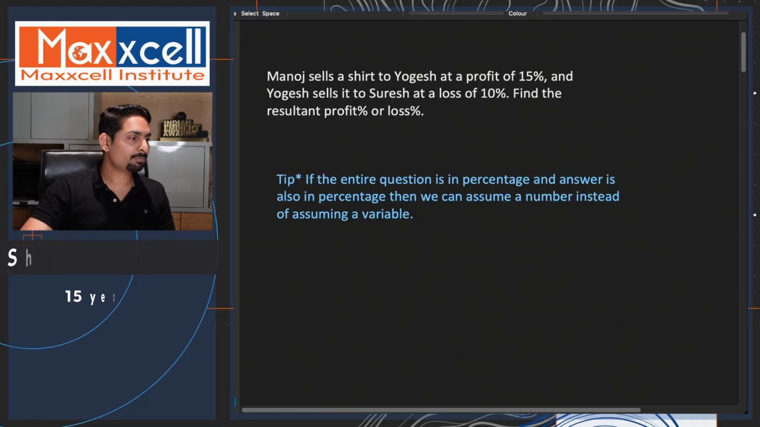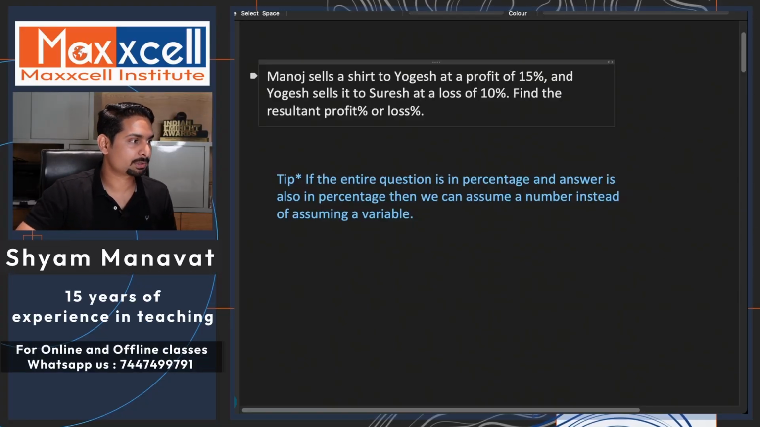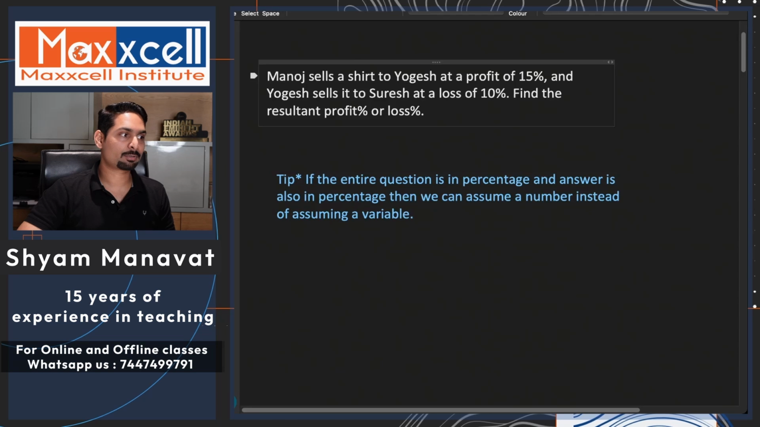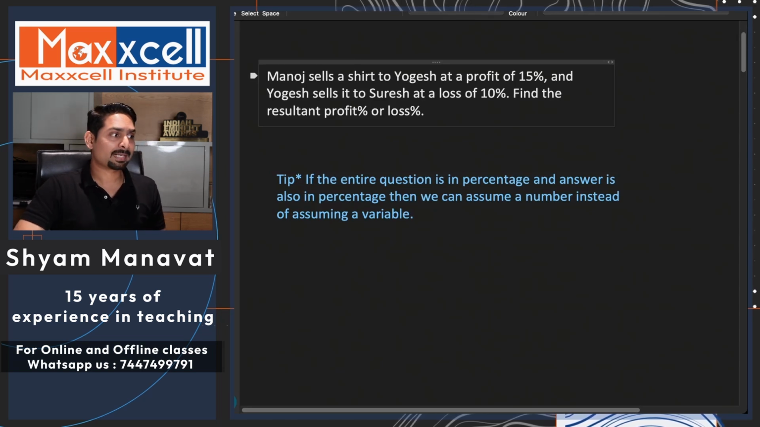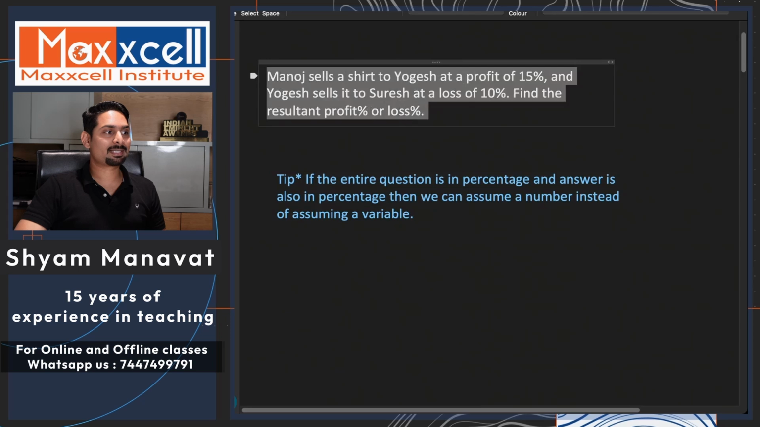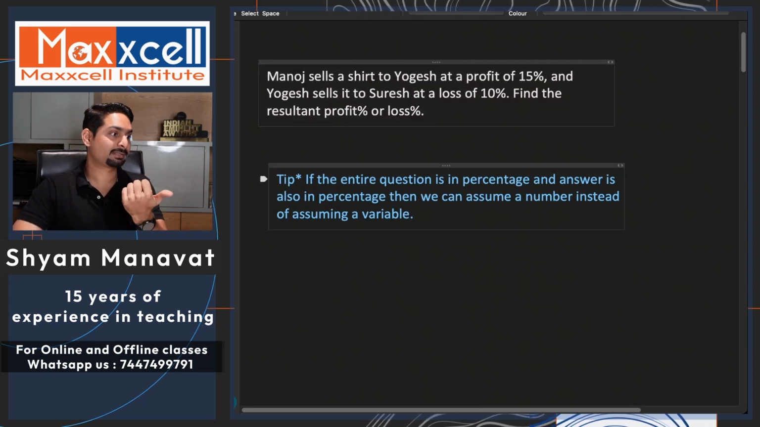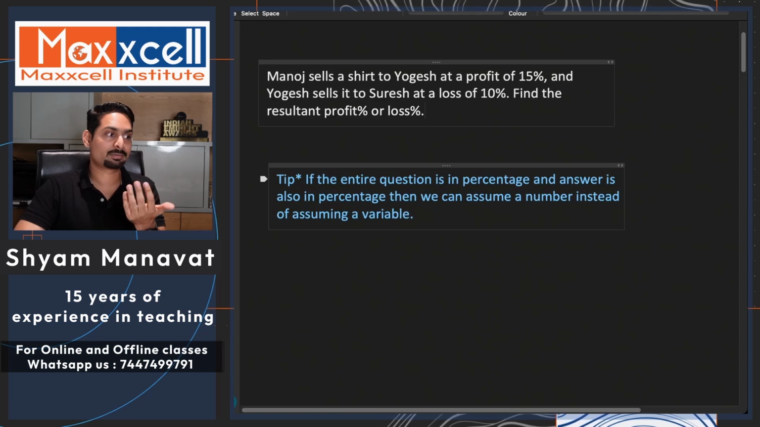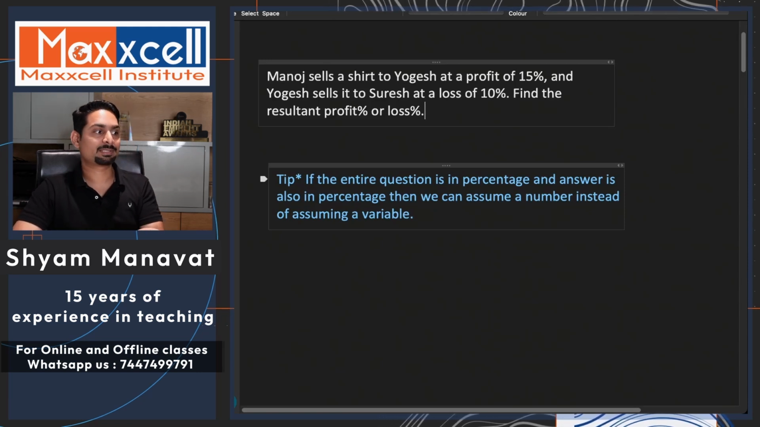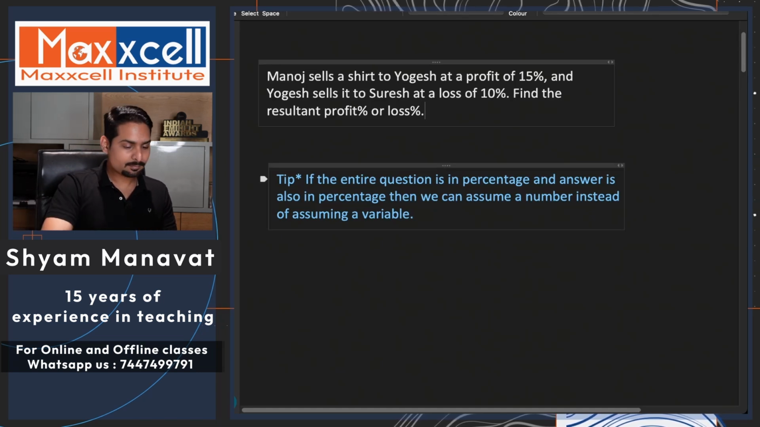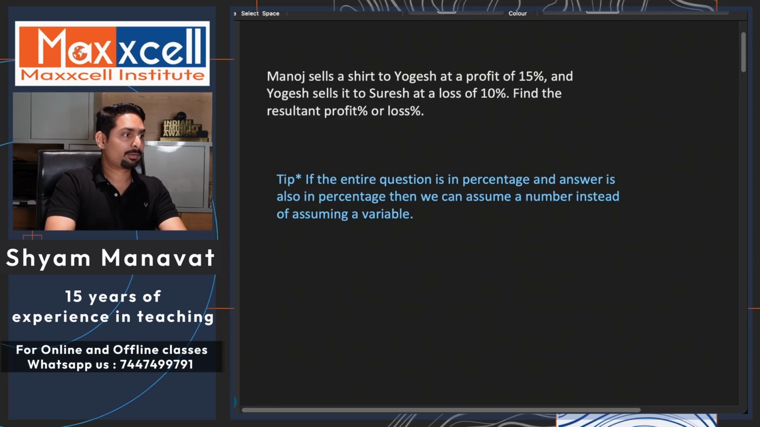The example for this question is: Manoj sells a shirt to Yogesh at a profit of 15%, and then Yogesh sells it to Suresh at a loss of 10%. Find the resultant profit or loss percent. If you read this question, you can relate one tip which we have discussed in the percentage topic, that if the entire question is in percentage form and the answer is also in percentage form, then we can assume a number instead of assuming a variable. How do we assume numbers and how do we solve this? Let's get started.